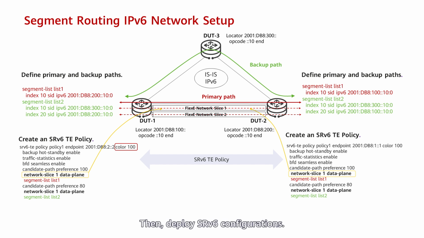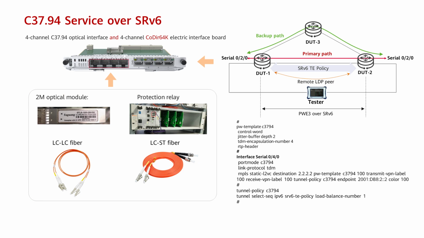Then, deploy SRv6 configurations. This involves configuring SRv6 seed addresses, using them to define a primary path and a backup path, creating an SRv6 TE policy, and recursing it to a network slice. After performing these configurations, you can establish an end-to-end bidirectional SRv6 tunnel.